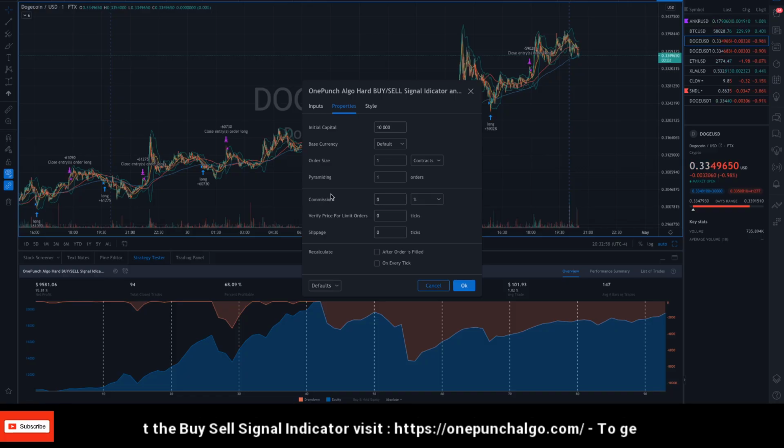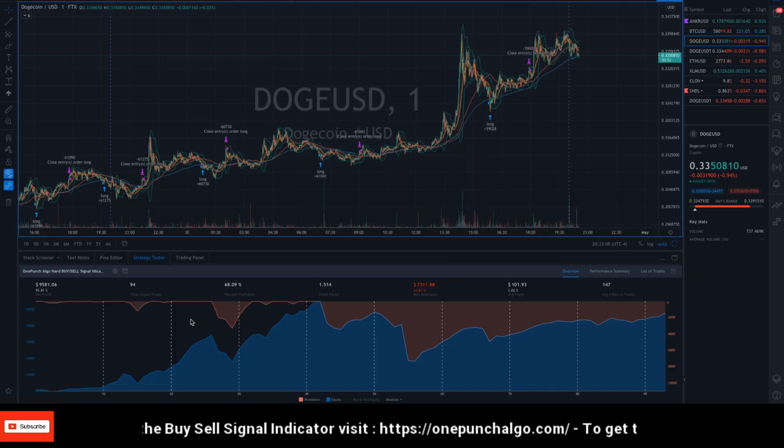Having said that, commission is 0 here, and for Robinhood and Webull it's 0 actually. So inputs are okay, properties are okay. Now let's go ahead and check what are these numbers popping up here. All right, so these are important numbers.